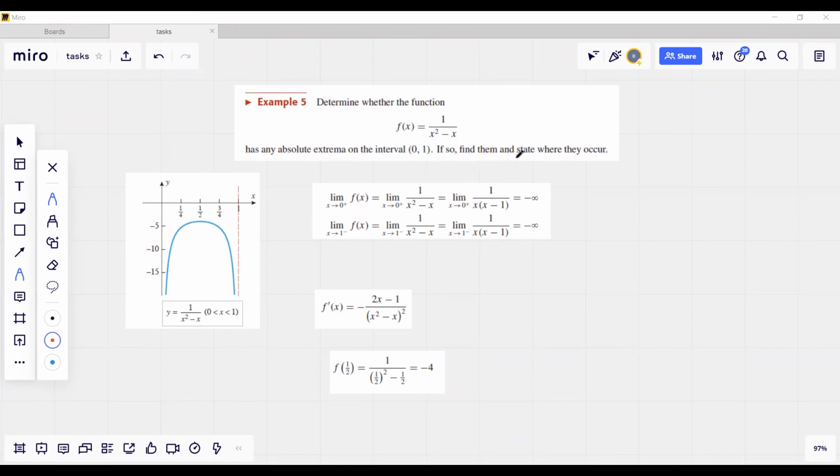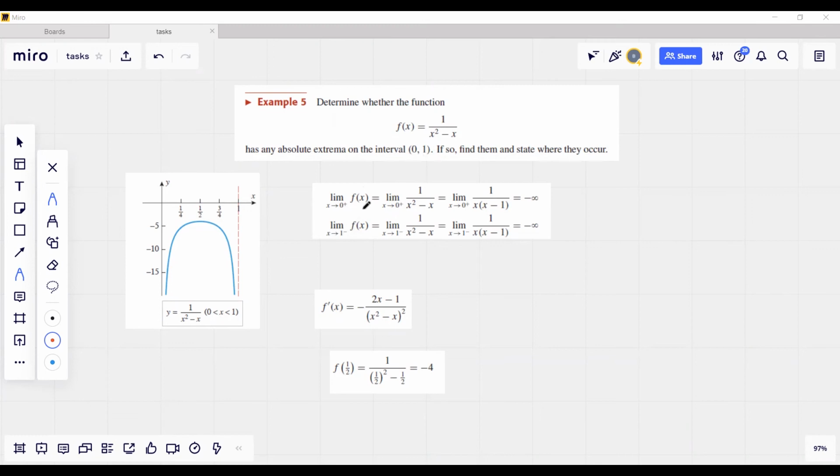If so, find them and state whether they occur. So we are going to find limits. We are going to study the behavior of our function when it's approaching the endpoints of that open interval. So we are going to take the limit when x is approaching 0, the left point of that interval, from the right. And then we are going to find the limit when x is approaching the right endpoint of that interval from the left.